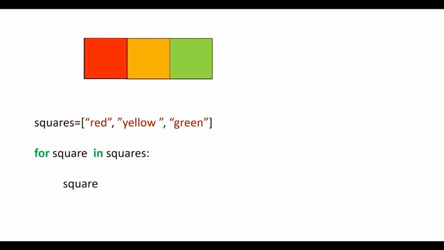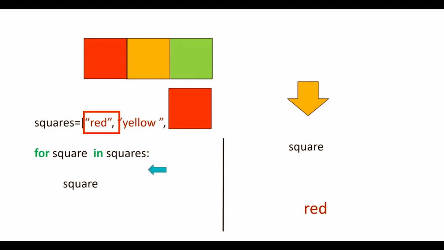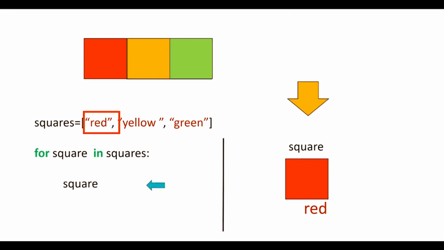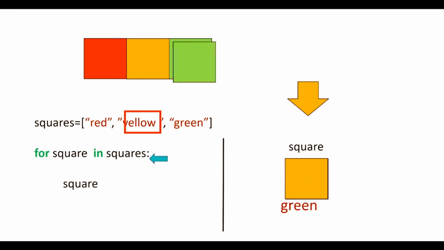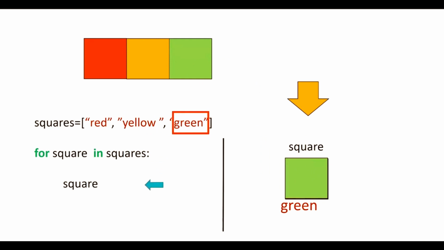We can also iterate through a list or tuple directly in Python. We do not even need to use indices. Here is the list squares. For each iteration, we pass one element of the list squares to the variable square. Let's display the value of the variable square in this section. For the first iteration, the value of square is red. We then start the second iteration. For the second iteration, the value of square is yellow. We then start the third iteration. For the final iteration, the value of square is green.